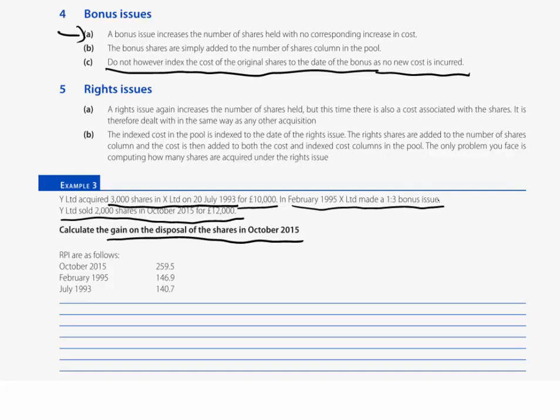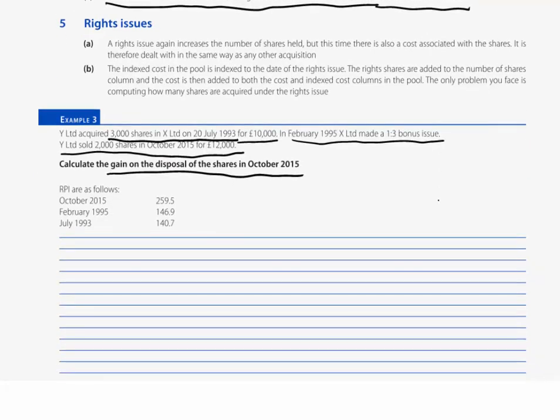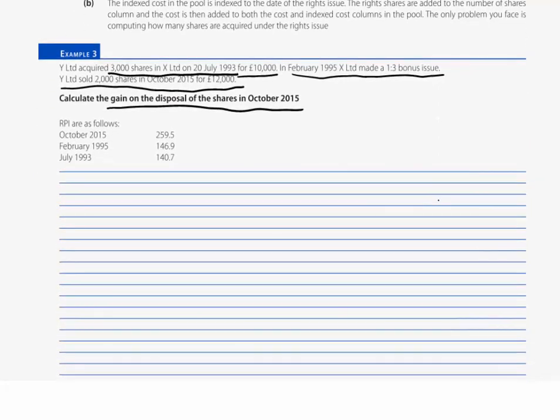So in which case, therefore, it's a single calculation of a gain. We have sales proceeds of £12,000, and we do know that all of those shares will have come from the share pool. So all we've got to do is put together now the calculation of that share pool. So how do we do that? Set up the share pool here for the shares in X Limited. We have our three columns: number of shares, cost of shares, and our indexed cost columns.